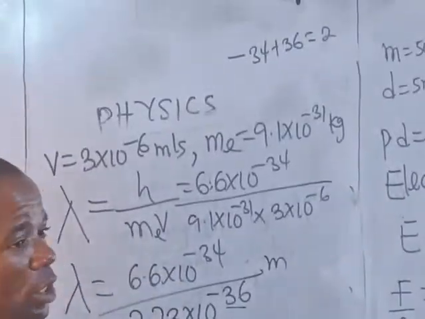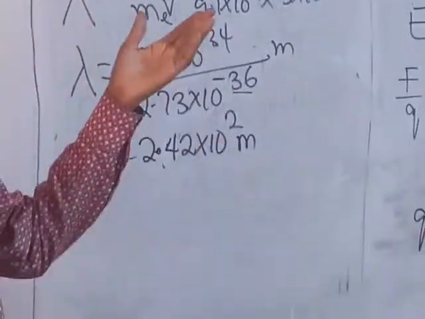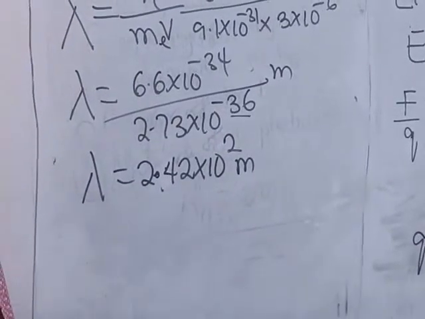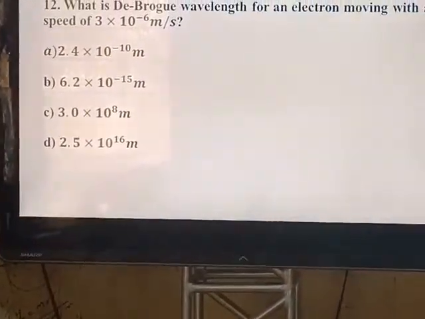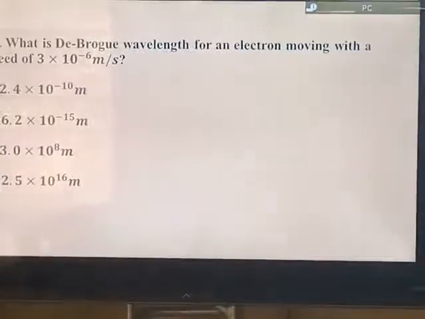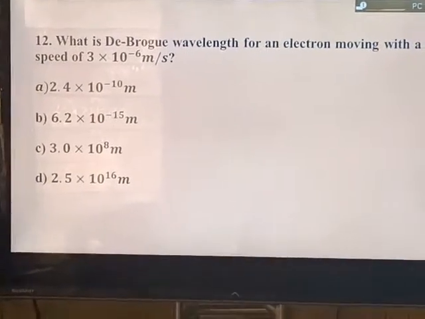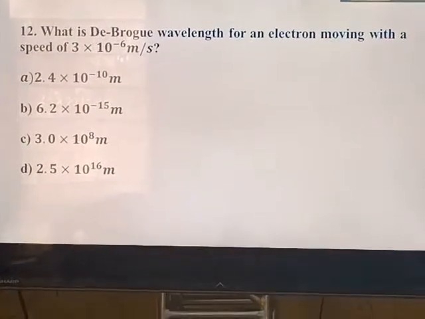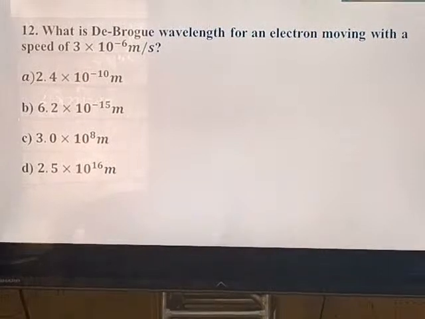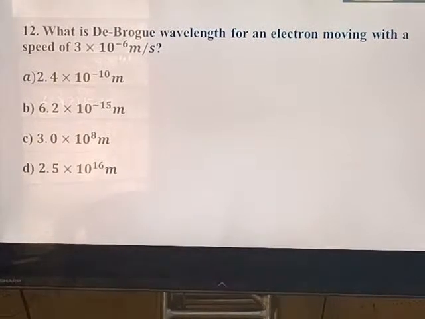None of the options is correct because option A is 2.4 times 10 to the power minus 10. Option B, 6.2 times 10 to the power minus 15. C, 3 times 10 to the power 8. And D, 2.5 times 10 to the power 16 meters. So none of that is correct. This is the correct answer. Let's put this one down quickly.